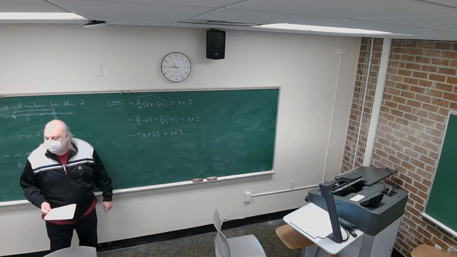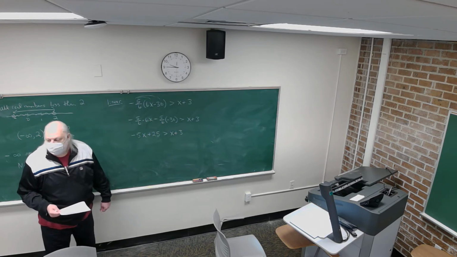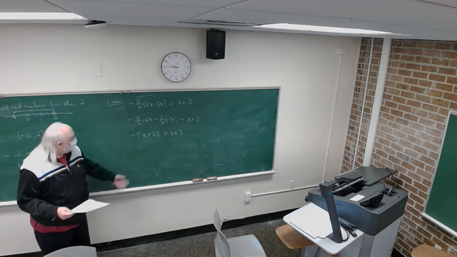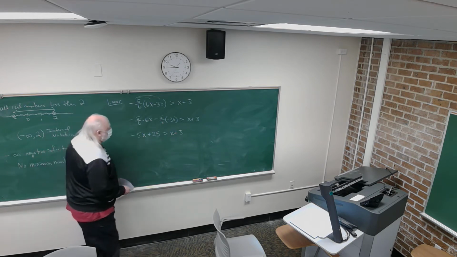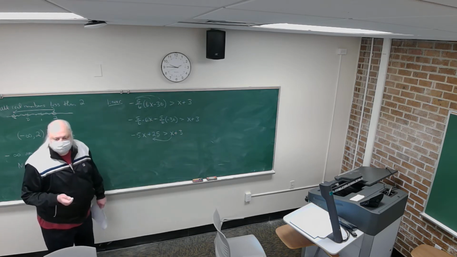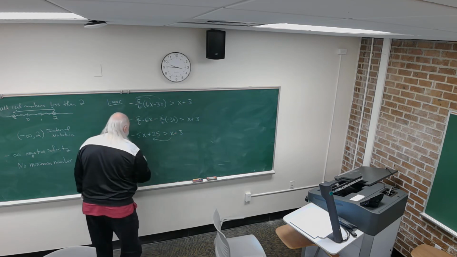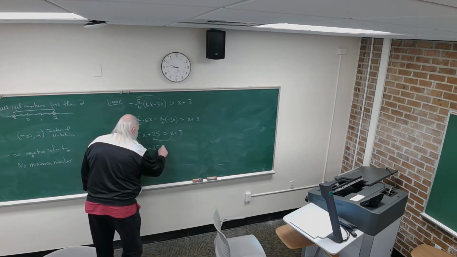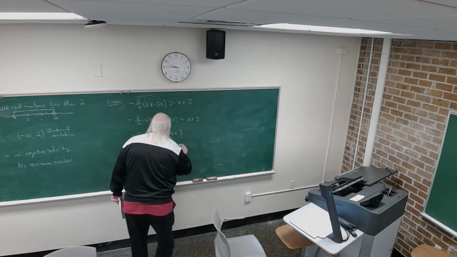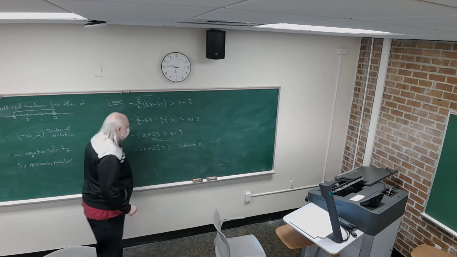What would you do next in solving this problem? Don't be bashful. Get the variables on one side. Yeah, get all the x's on one side, right? So we'll move the plus x on the right-hand side to the left-hand side by subtraction. And so minus 5x minus x is minus 6x. So I subtract x from both sides, okay?